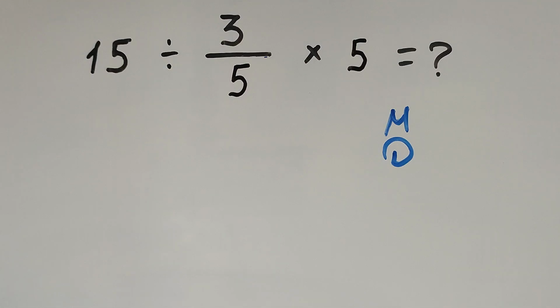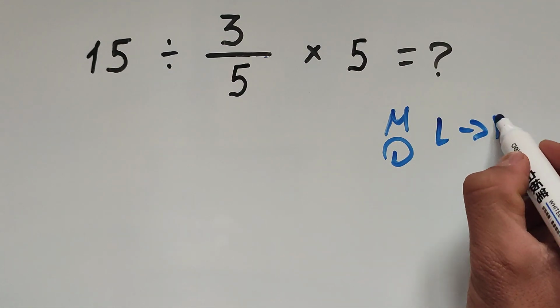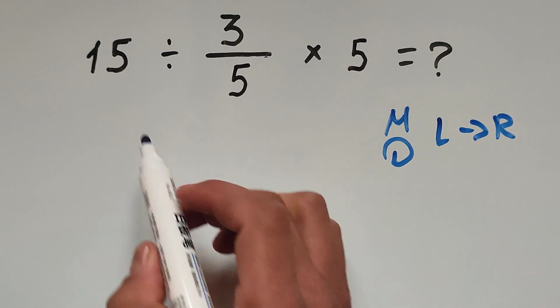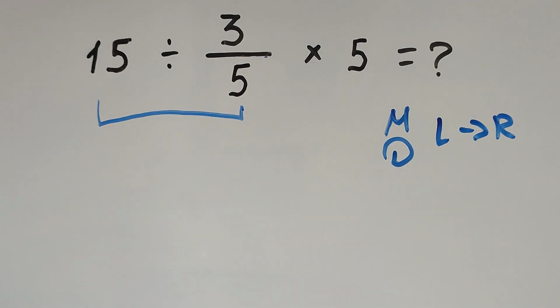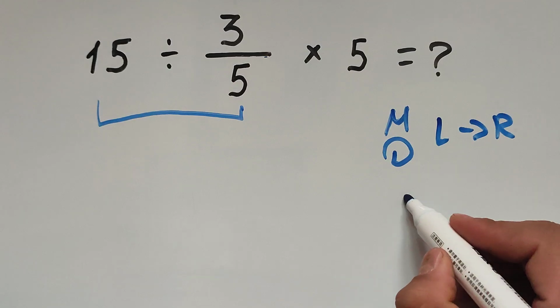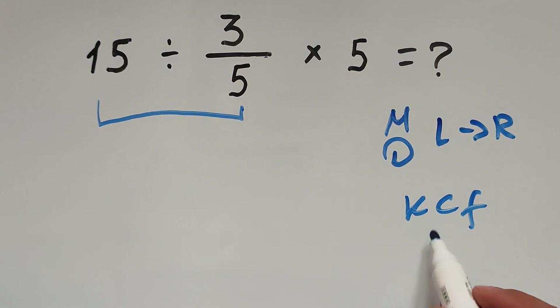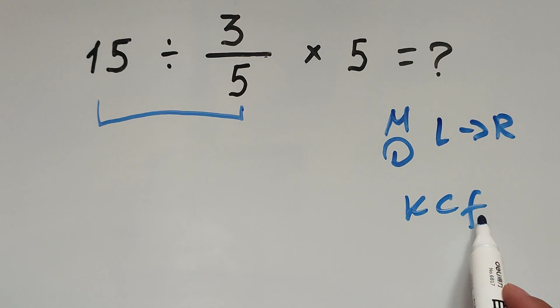That's why we have to begin to work from the left to the right. According to this rule, first we have to work this, and here we have to use the KCF rule. K stands for keep, C stands for change, F stands for flip.